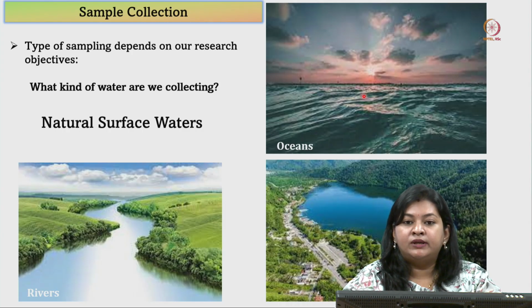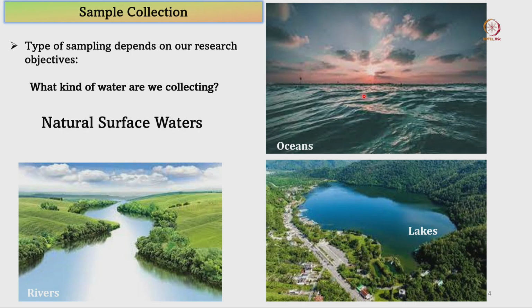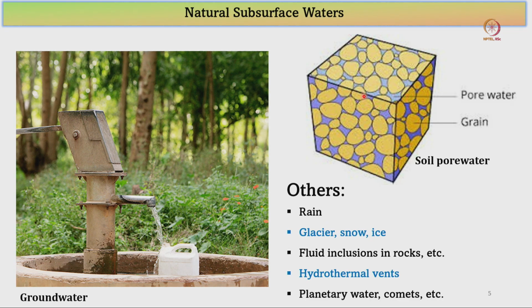Or if I am looking into terrestrial ecosystems, I may be mostly looking into lakes, groundwater and rivers, right. So, the type of science that I want to do, what kind of water we are collecting, what kind of sampling we are doing, depends on what kind of research objectives we have. And these are again some examples of natural subsurface waters.